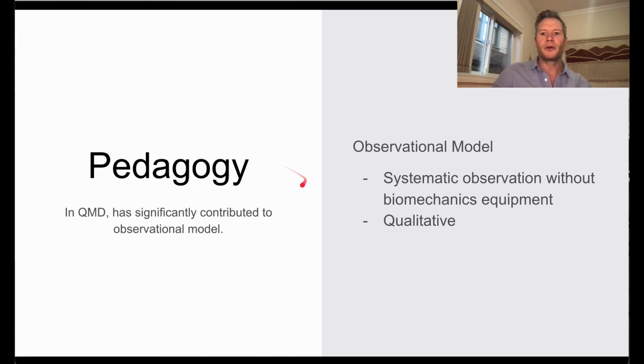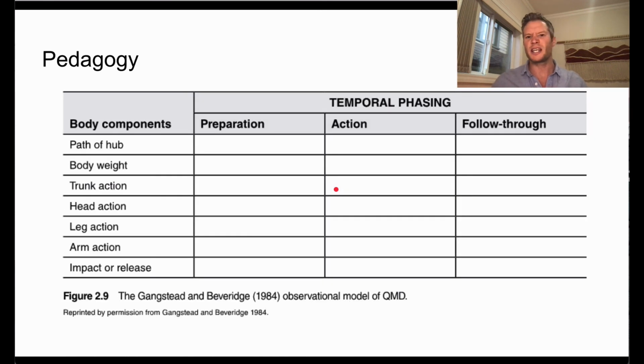And the last component, but certainly not least, is teaching or pedagogy. Okay, and this has a very significant contribution to qualitative movement models. One of the main ones is it's an observational model. It really provides feedback and a systematic way to look at movement without using biomechanical equipment or influence, and it's strongly qualitative. So what does that all look like?